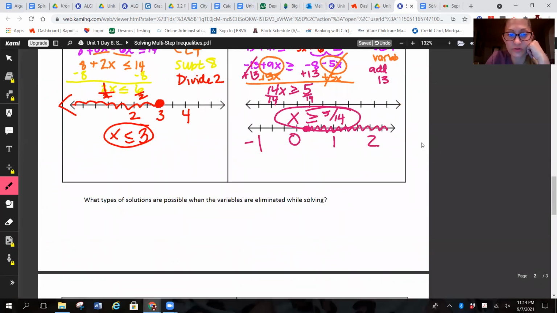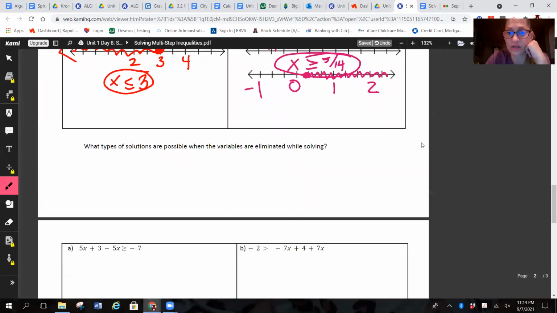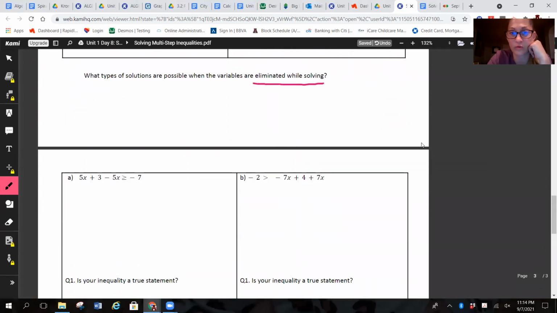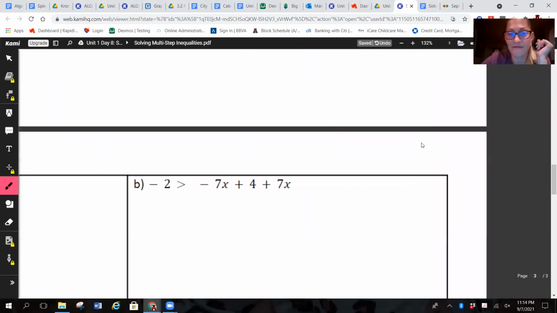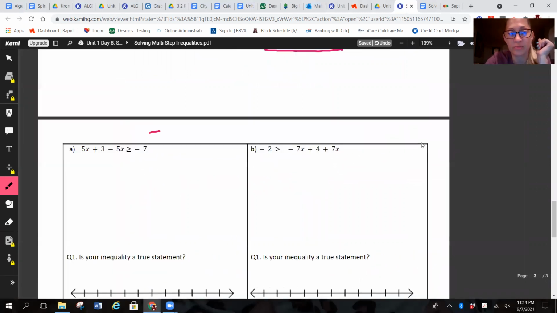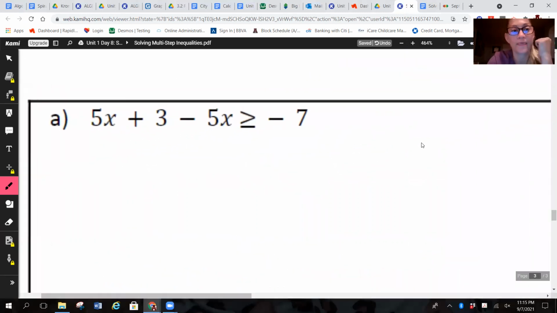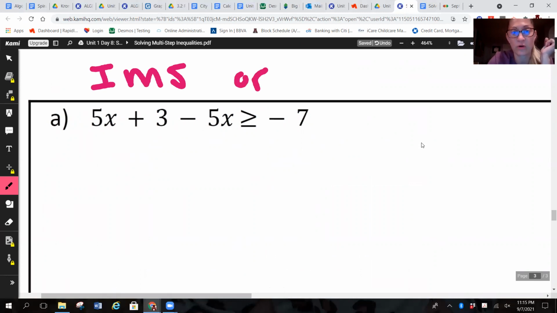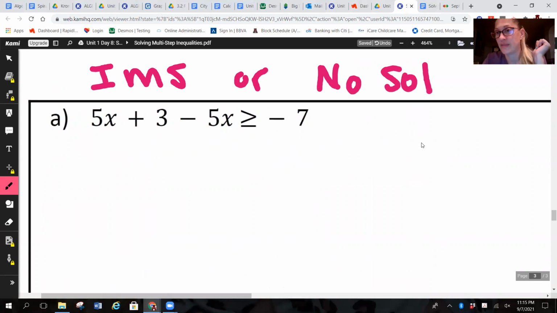What types of solutions are possible when the variables are eliminated when solving? Okay, so we worked on this a little bit before today because our test did have questions where the variables crossed out. So remember, when the variables crossed out, we either got infinitely many solutions or we got no solution. That's what happens when the variable crosses out. So let's check out what A says.